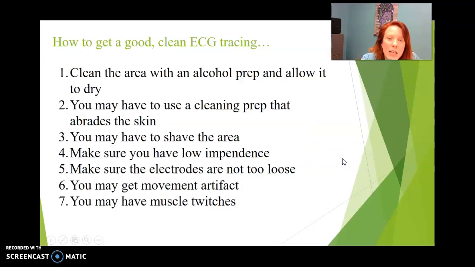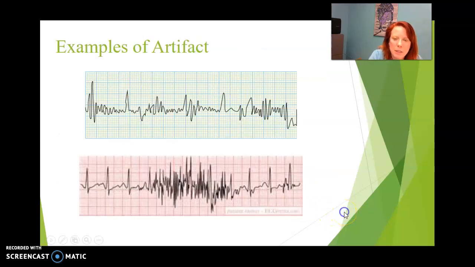So how to get a good ECG tracing? You clean the area with alcohol prep and allow it to dry. You may have to use cleaning prep to abrade the skin. You may have to shave the area if you are in the hospital. You make sure you get a low impedance, and what impedance means is the connectivity between the electrode and the chest. You make sure the electrodes aren't loose, and you get as little movement artifact as possible. You may have some muscle twitches and you would have to do it again.